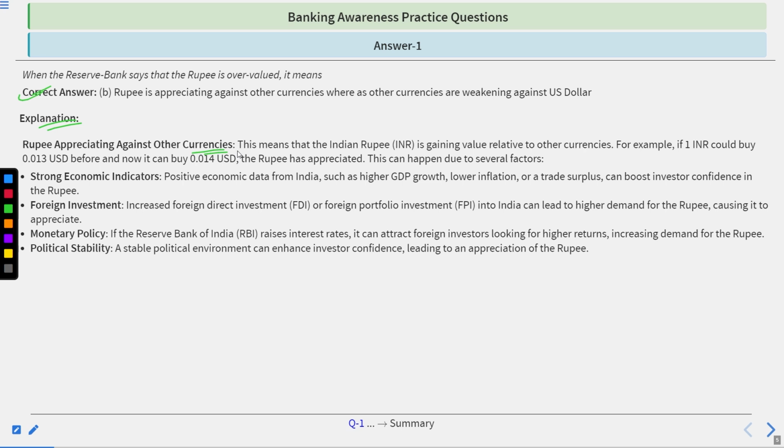This can happen due to several factors. Strong economic indicators: positive economic data from India such as higher GDP growth, low inflation or a trade surplus could boost investors' confidence in the rupee. Foreign investment: increased foreign direct investment or foreign portfolio investment into India could lead to higher demand for the rupee, causing it to appreciate. Monetary policy: if the RBI raises interest rates, it could attract foreign investors looking for higher returns, increasing demand for the rupee. Political stability: a stable political environment could enhance investor confidence, leading to an appreciation of the rupee.